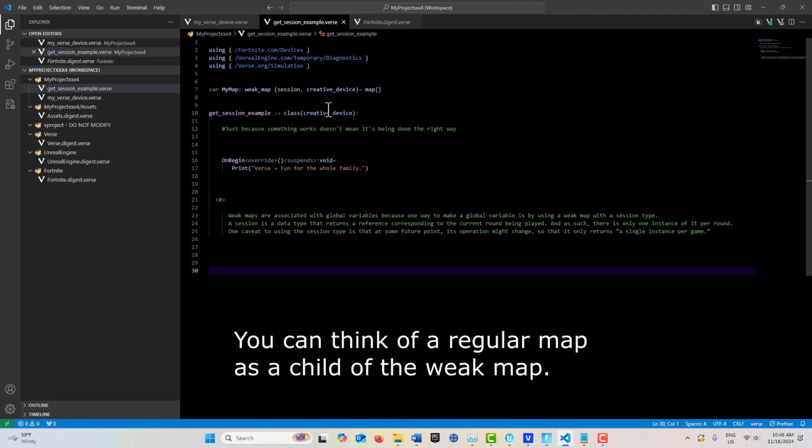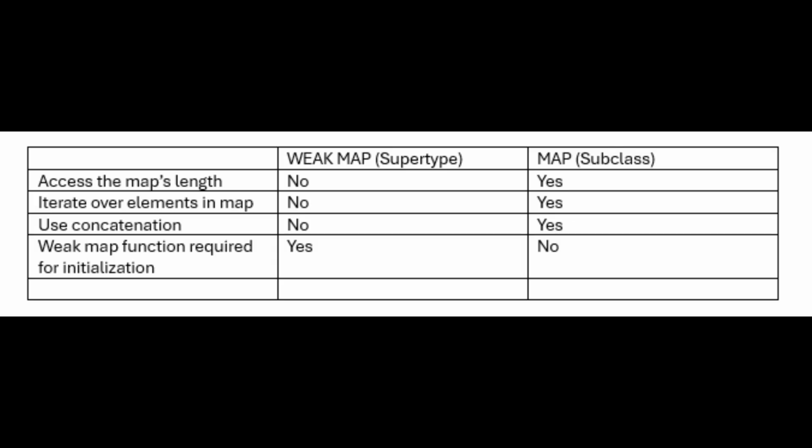So it's a regular map, but it doesn't have all the same functionality that a map actually has. It can't access the map's length, it can't iterate over the elements, and it can't use concatenation, and you need a weak map. You have to initialize it in a function. So those are all the kind of things about a weak map as opposed to a map.